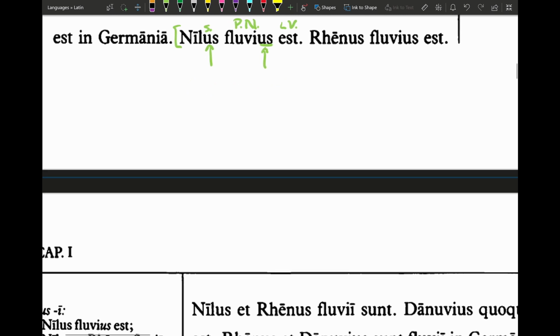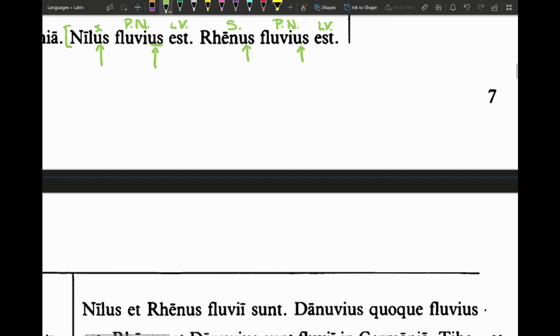Next line, next sentence is Reinos es fluvios. Same idea. Right? Again, we end with a US here and a US here. Then we have our linking verb. So here is our subject. Fluvios is our predicate nominative, telling us exactly what the Rhine is. It is simply a river. The Rhine is a river.